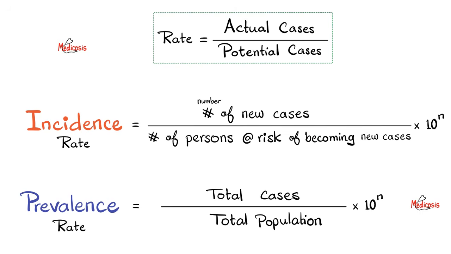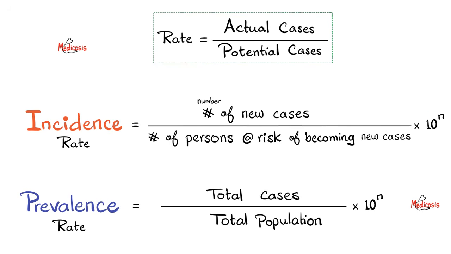Incidence is a rate and prevalence is a rate. Therefore, the incidence rate is a ratio and prevalence rate is a ratio. We have the actual on top and the potential at the bottom. Let's go. Incidence rate is the number of new cases, that's the numerator, over the number of persons at risk of becoming new cases. The actual over the potential. And then if you want this in 100,000, you multiply by 100,000 or 10 raised to the fifth power. If you want it in 1,000 persons, you multiply by 1,000 or 10 raised to the third.